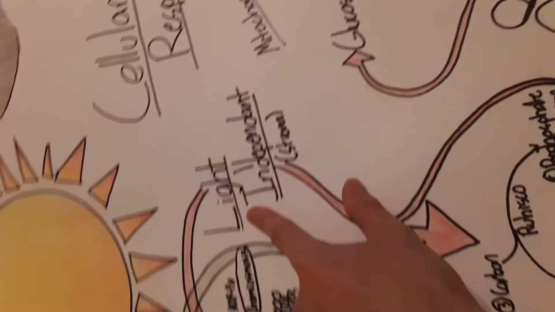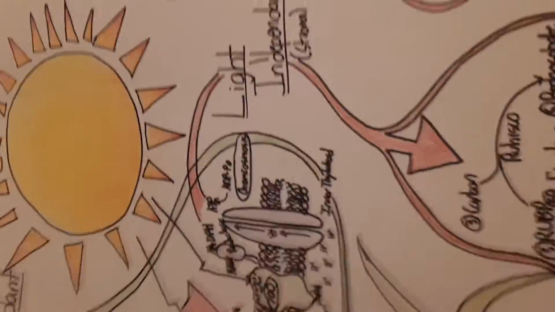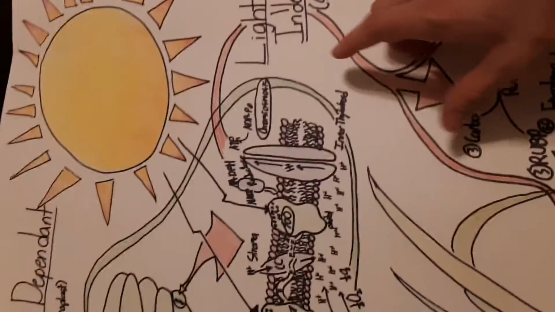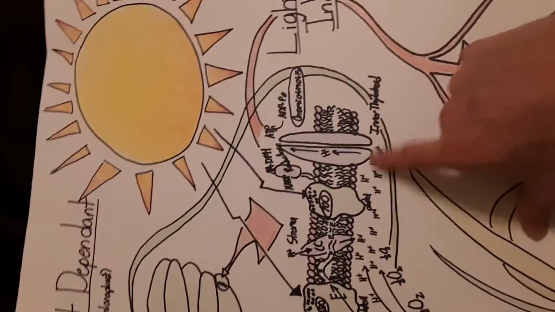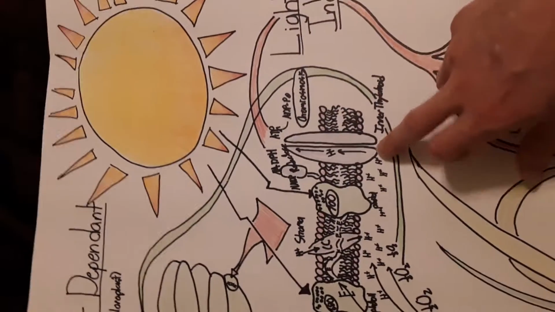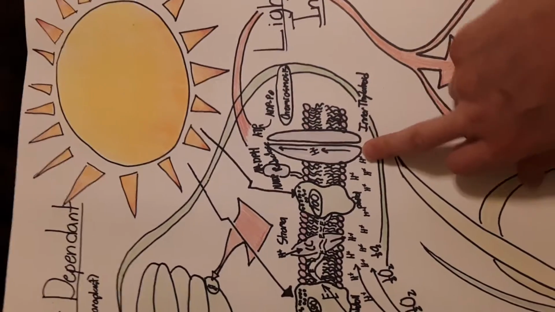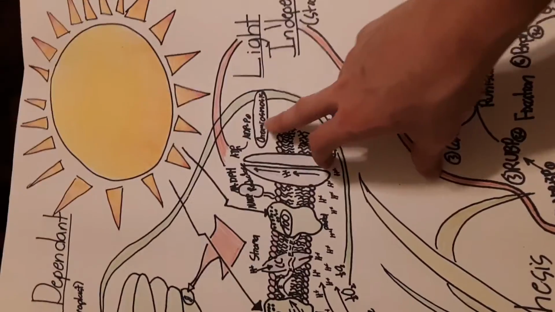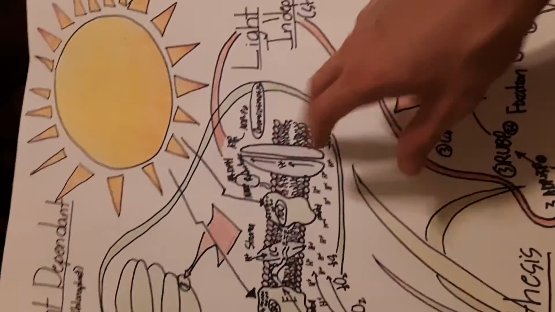That's later used in the light-independent reactions in the stroma. And then the hydrogen gradient that's built up here is used by ATP synthase. The hydrogen is pumped out to make ATP in a process called chemiosmosis.